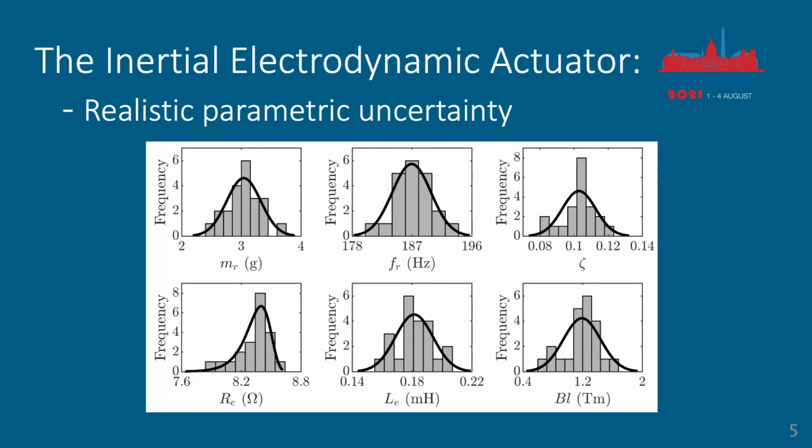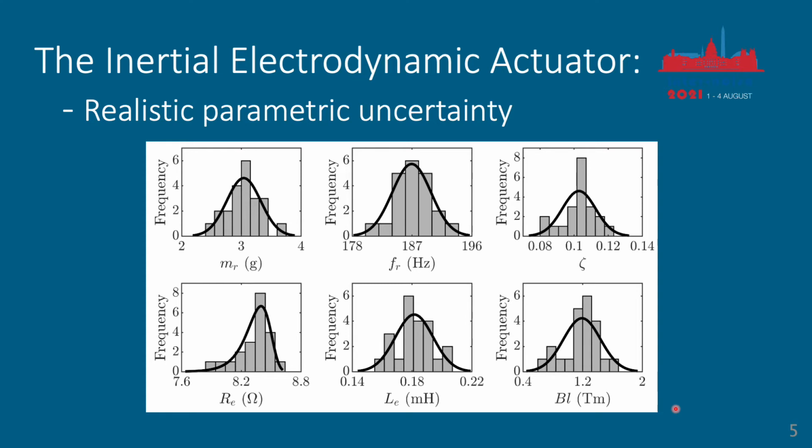And here we see the experimentally characterized distributions of the parameters, the mass Mr, the resonance frequency Fr, the damping ratio, the coil resistance Re, the coil inductance Le, and the transduction coefficient Bl. Notice that instead of the stiffness Kr, we present the resonance frequency Fr. This is because there was no obvious pattern to the distribution of the stiffness, and it can instead be estimated from the mass and the resonance frequency.